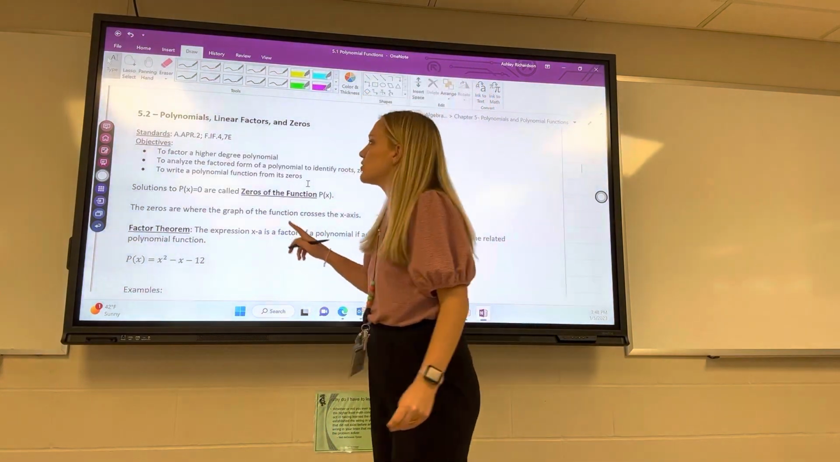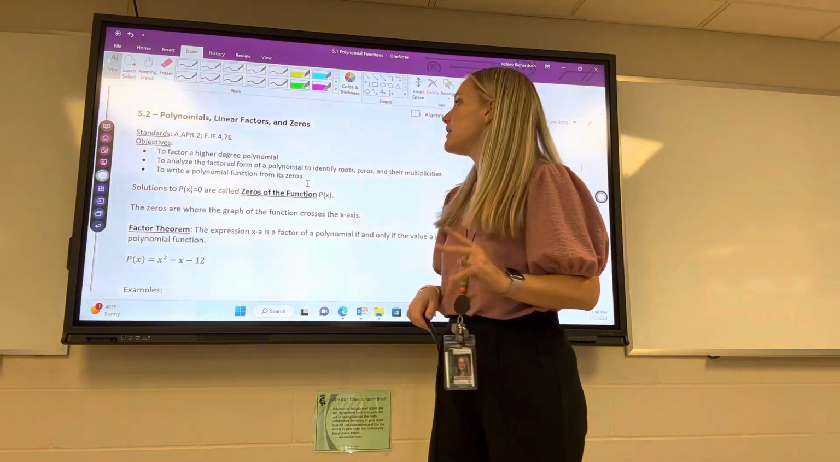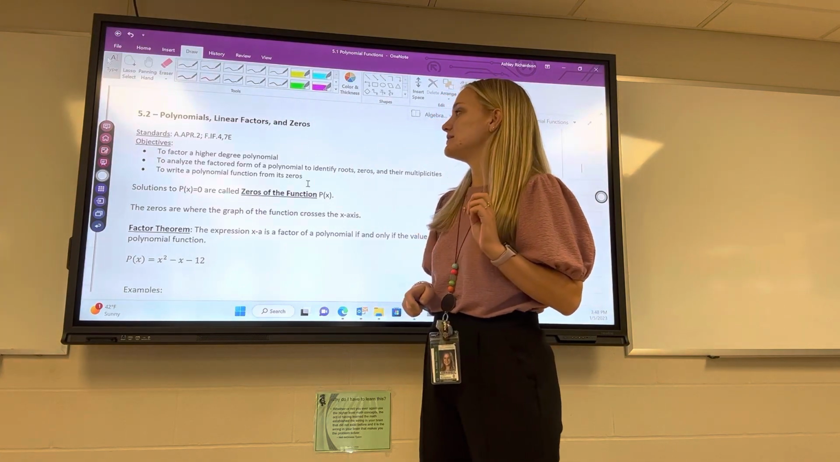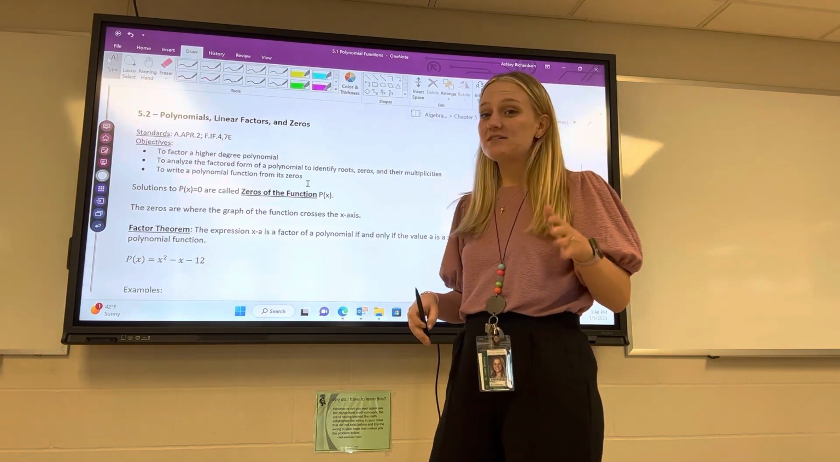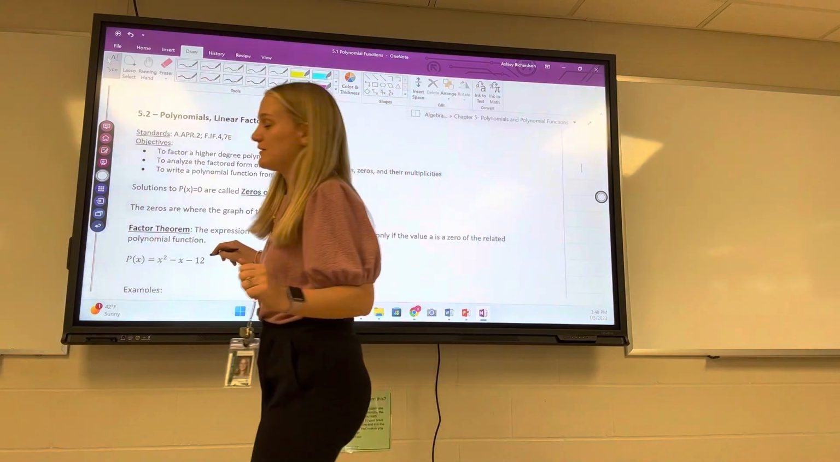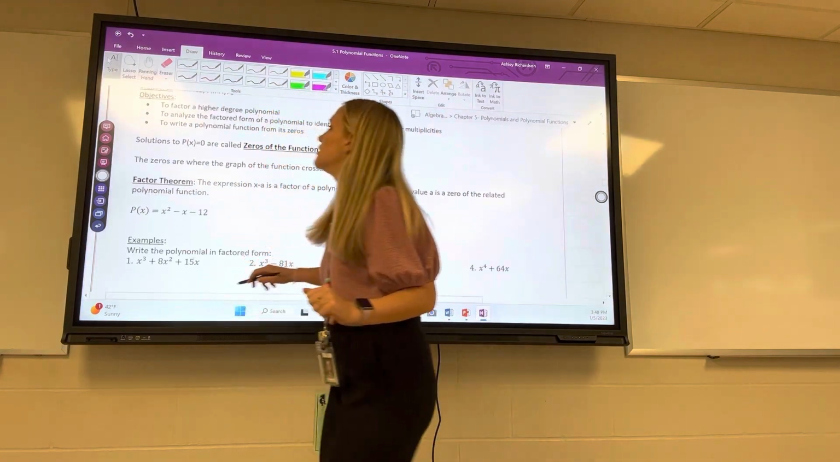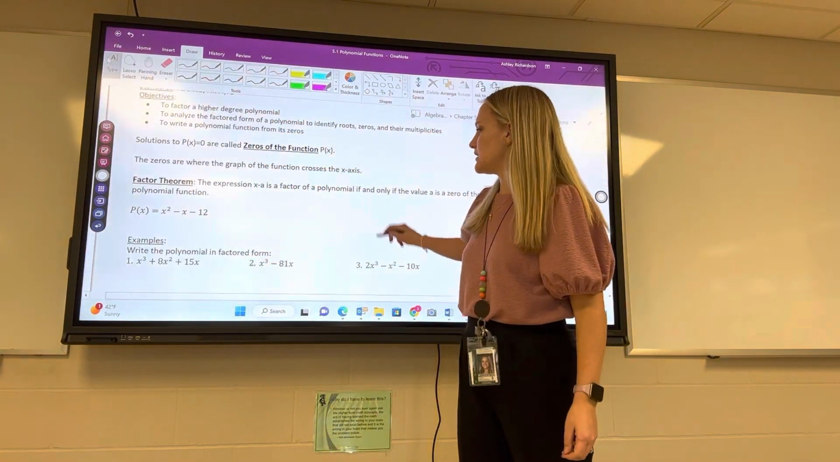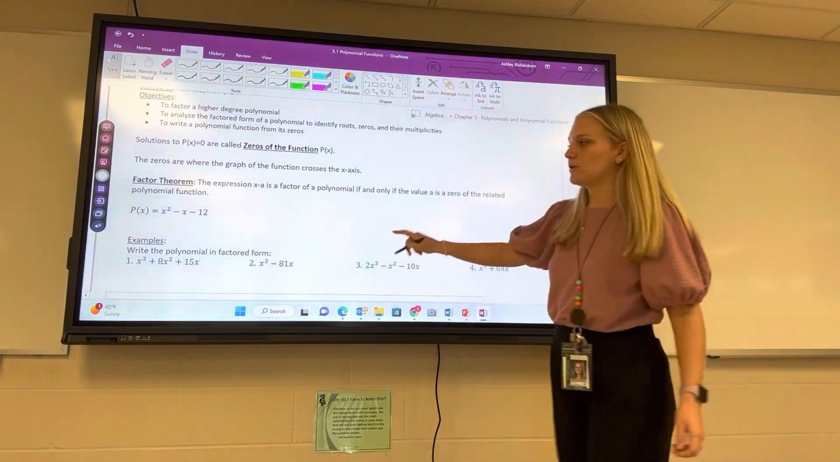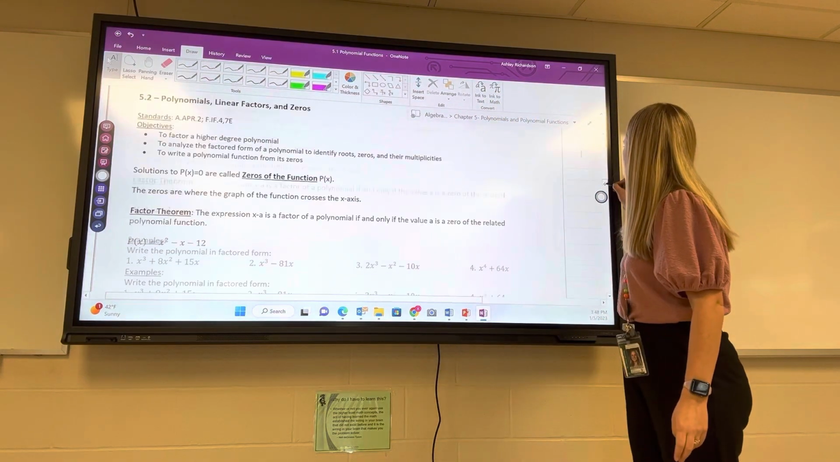So we're doing chapter 5, lesson 2 today: polynomials, linear factors, and zeros. We've kind of done these concepts before, which is why I feel like I can go through it kind of quick. So if we start down here with our examples, we're going to write the polynomials in factored form.